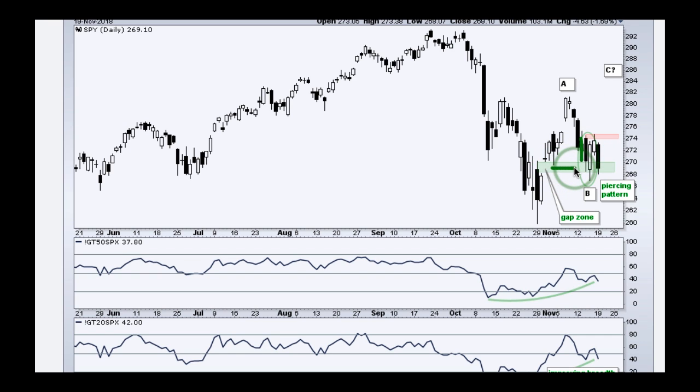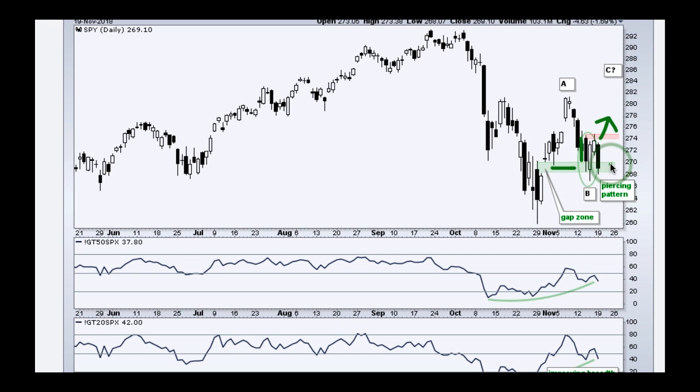And you can see this gap zone. So you had some reasons for support. You had the piercing pattern. I'll get into sentiment a little bit later. And we didn't get follow through. We needed a breakout at 275 to confirm that piercing pattern. And instead, we fell back sharply on Monday.